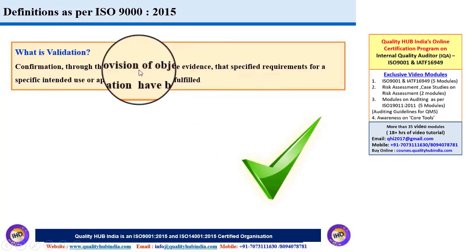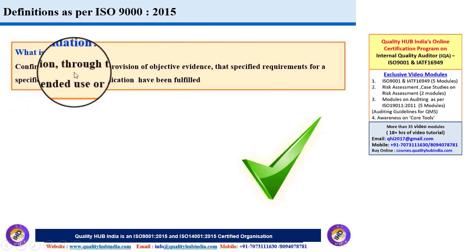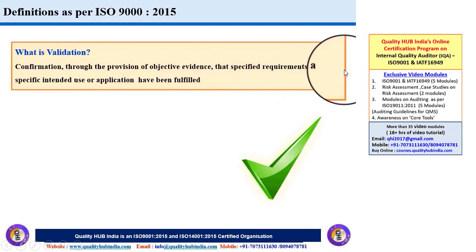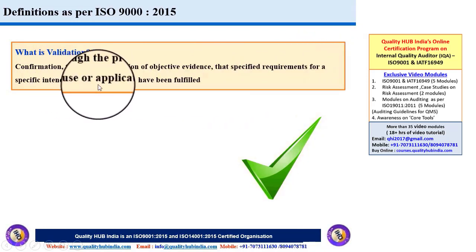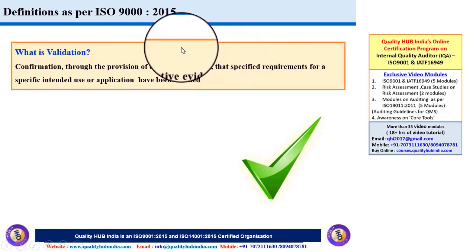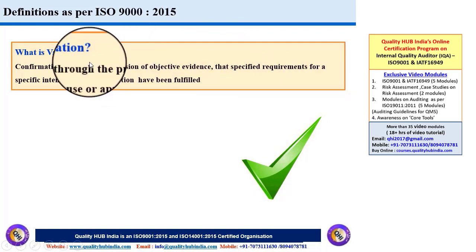Now let's talk about validation. The definition of validation is confirmation through the provision of objective evidence that specified requirements for a specific intended use or application have been fulfilled. So if you look at the definitions of verification and validation, you can see the difference.